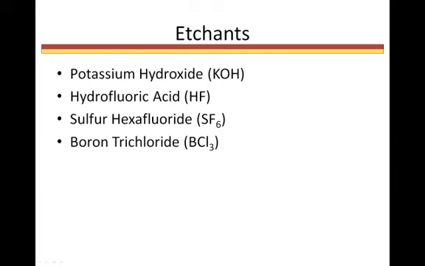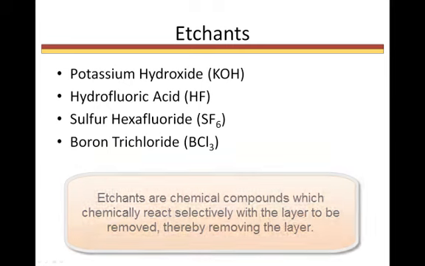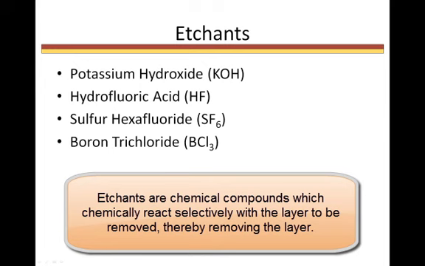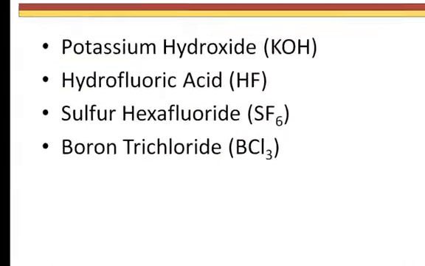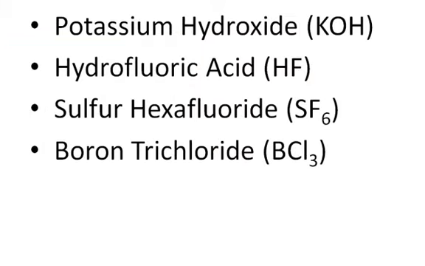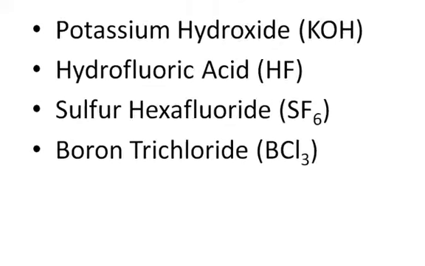In the previous slide, we talked about etchants. Just as different materials are selected for their functional properties in creating the various layers of MEMS, different chemicals are selected to etch these materials. Etchants are chemical compounds which chemically react selectively with the layer to be removed, thereby removing the layer. Some common etchants used in microsystems fabrication are potassium hydroxide, which is used to bulk etch silicon, hydrofluoric acid, which is used with other chemicals to etch silicon dioxide, and some metals such as titanium and tungsten, sulfuric hydrofluoride for silicon nitride, and boron trichloride for metals such as titanium and aluminum.